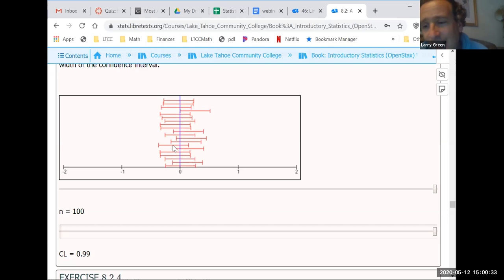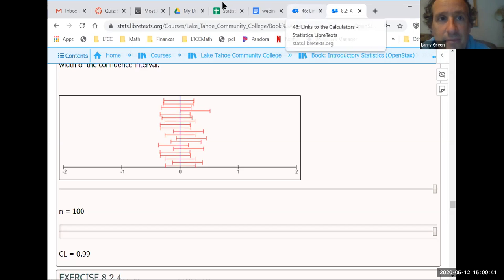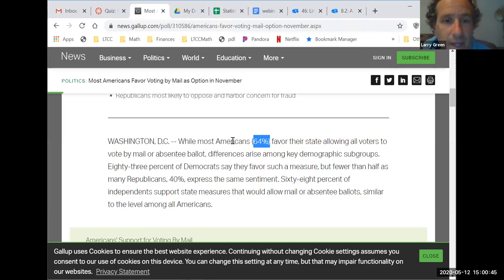Okay, I think I have time to do a proportions problem. So let's do a proportions problem and let's take a look. And let's do the one we were just looking at. And that's this guy.